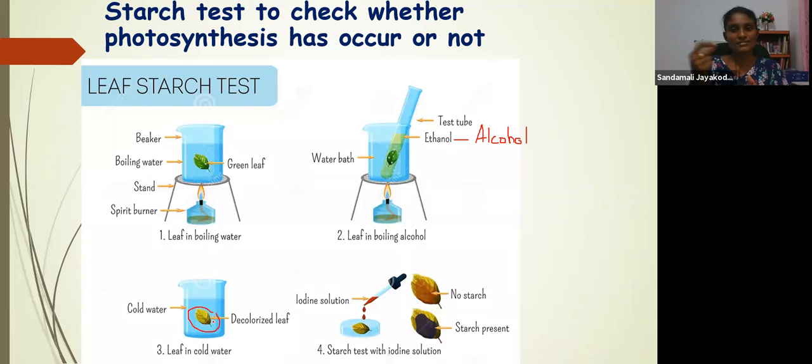And then we take that decolorized leaf, the colorless or pale yellow leaf, out of the ethanol sample and put it into a cold water sample. Then we are washing it to remove any chlorophyll pigment on it. Then we take it out and put it on a white porcelain tile or somewhere else, or on a paper. Now we are adding iodine drops. A few drops of iodine are added to the leaf.